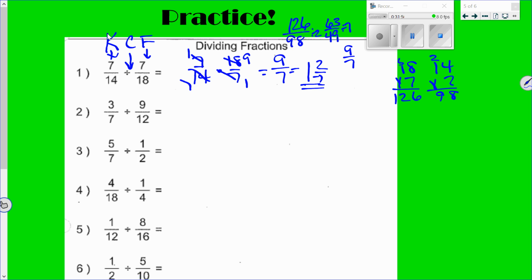Oh, wow, look. What does 9 and 7 give me? 1 and 2, 7. So do I have to reduce? No. But now I've given you 1, 2, 3, 4 more chances to make a math error if you don't reduce. Because in any of those 4 steps, if you make an error, your whole answer is wrong.